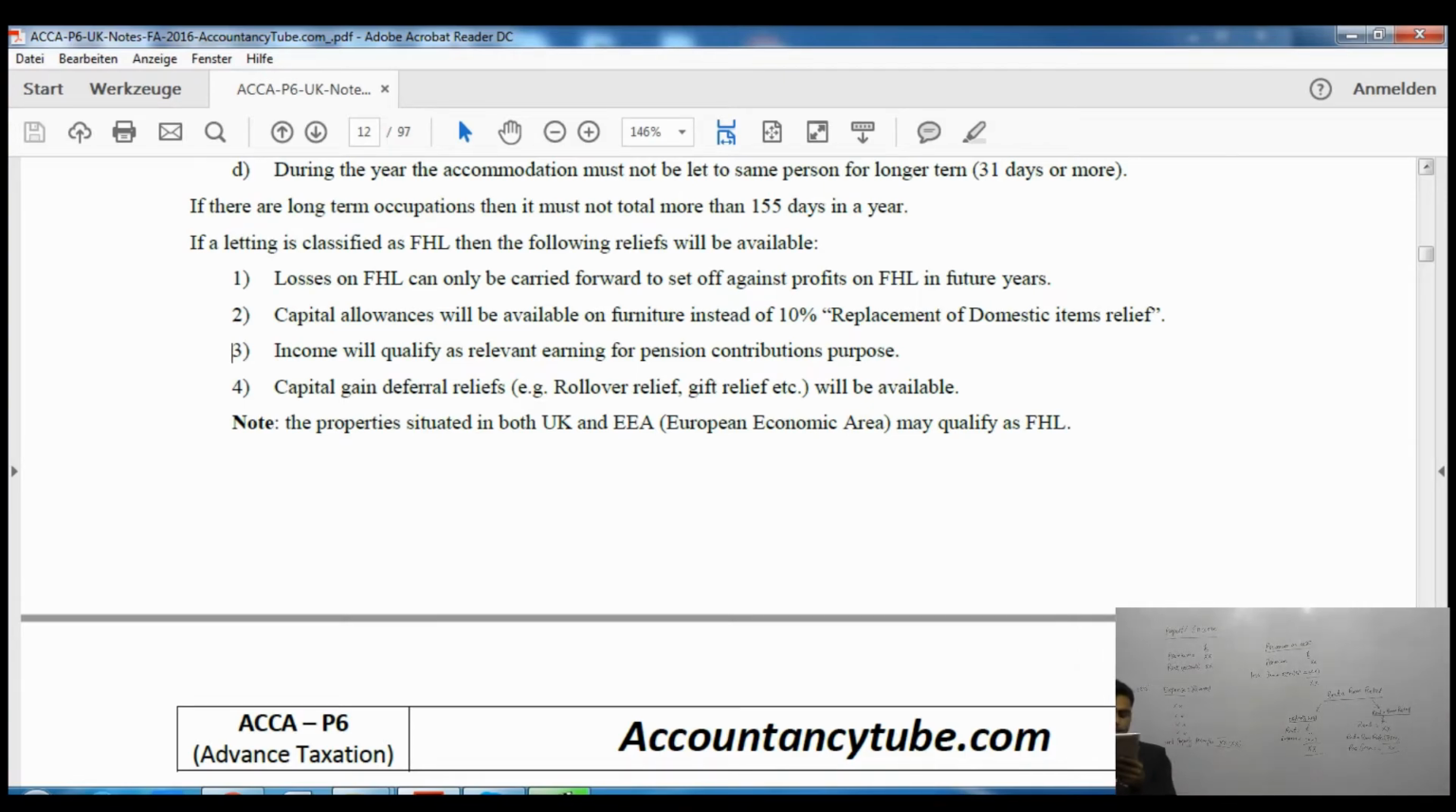And the last one is capital gains deferral relief will also be available on the furnished holiday letting. You won't understand it for now, but this is also one of the benefits. When we see capital gains tax, then you will understand it better. Now it says that property situated in only the UK and European Economic Area may qualify as furnished holiday lettings. All right, now that is the end of the chapter.